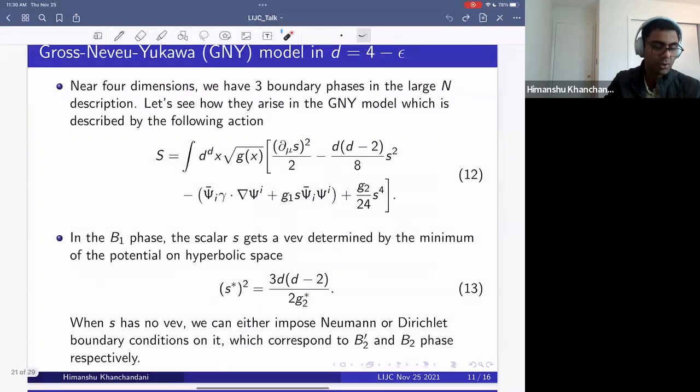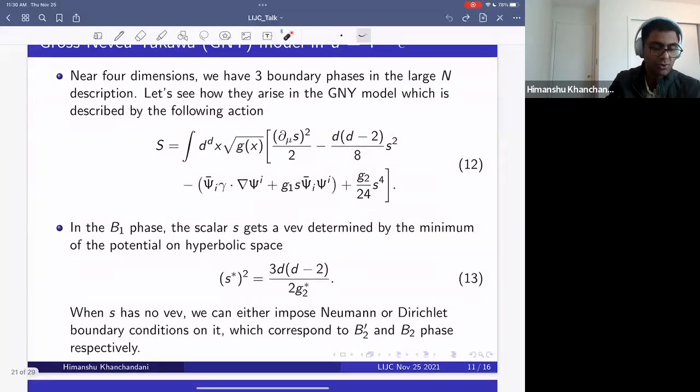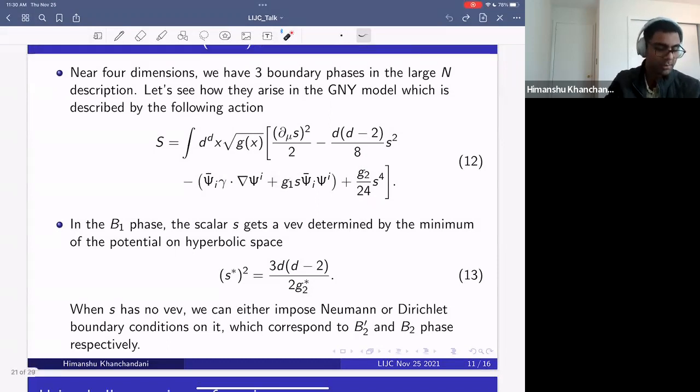So now on the scalar, you can choose to impose either Neumann boundary condition or Dirichlet boundary condition, or you can give a classical wave to the scalar S, because on the AdS you have this potential. You have this conformal coupling term, and you have this positive term in the potential. So you can minimize this potential to give a classical wave. And these 3 phases correspond exactly to the phases B1, B2, and B2 prime in the large N model.